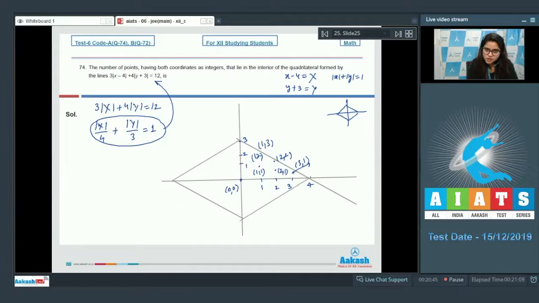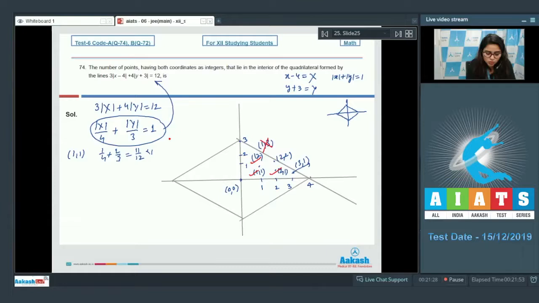So 1 comma 1 is surely inside of this triangle. Now 1 comma 2, you can check 1 by 4 plus 2 by 3, which is 11 by 12, which is less than 1, so it is also inside of this triangle. And 1 comma 3 is 1 by 4 plus 3 by 3, which is greater than 1, so 1 comma 3 is not in the interior. Now 2 comma 1 is 1 by 2 plus 1 by 3, which is less than 1, so 2 comma 1 is in your interior.